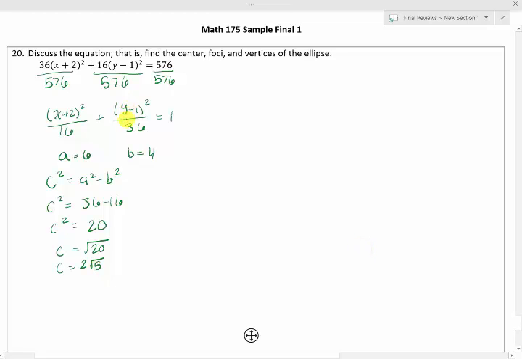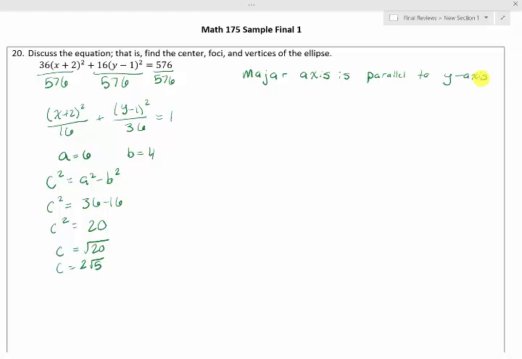Since my a squared is below the numerator with my y value in it, the major axis of this ellipse will be parallel to the y-axis. This will be important for us to know when we're trying to find our vertices and our foci.